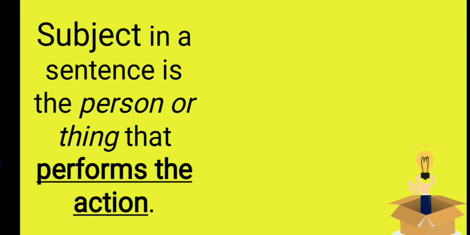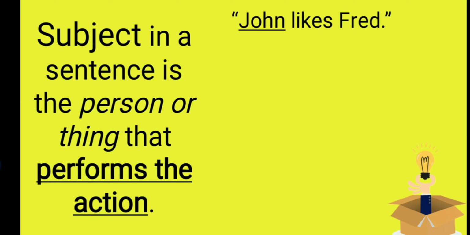So a subject is something in a sentence that gives you the person or thing that is performing the action. So through a subject you get to know who or what has performed a certain action. If we look at some examples: John likes Fred. In this case, the action is being performed by John. So John is the subject in this case.